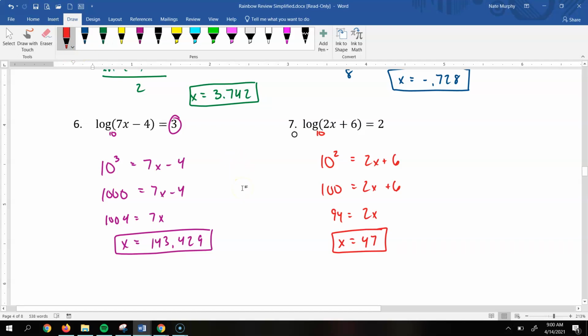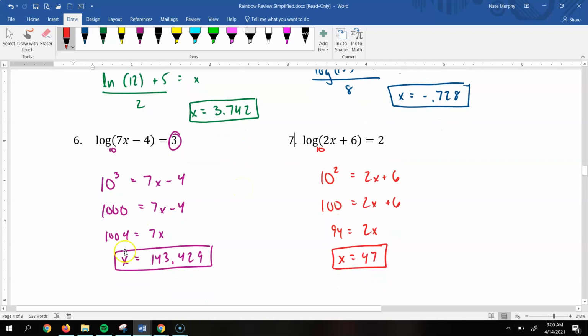All right, so that's the end of the yellow section. So hopefully that answers the questions that you had for those problems.